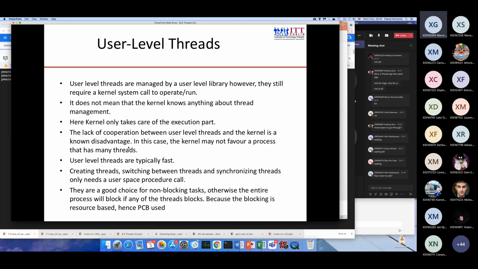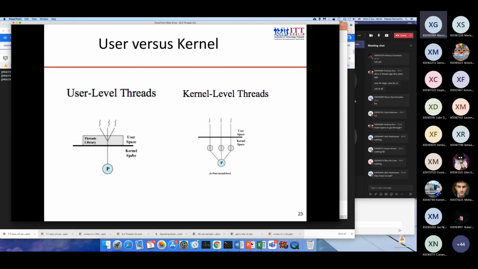This is an important point. The lack of cooperation at the user level of the kernel is a known disadvantage. The kernel may not favor a process that has many threads. So let's go back here for a second. The problem is, if I have a process that has 3 user level threads, and if I have a process that has 20 user level threads, they're both going to get the same quantum.